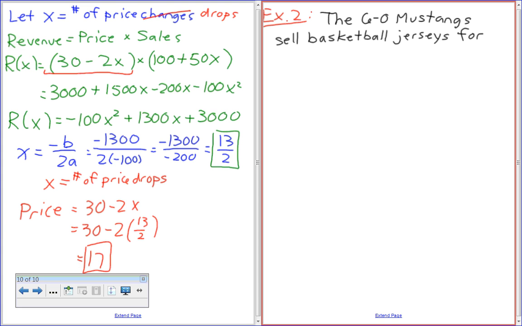Okay, sell basketball jerseys for $60, and sell, we'll say 50 of them.